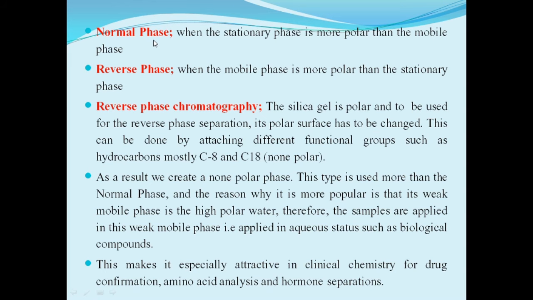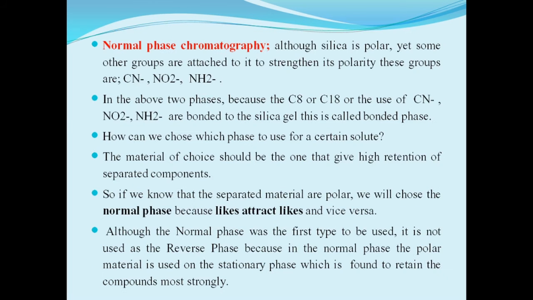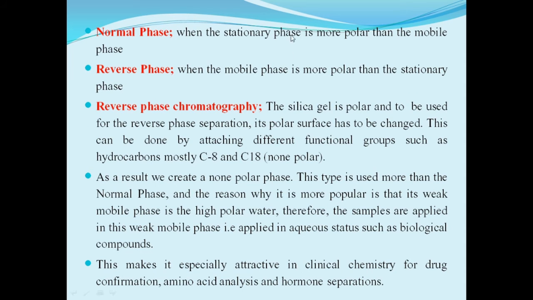Now, normal phase chromatography: when the stationary phase is more polar than the mobile phase, this type of chromatography is normal phase chromatography. Reverse phase chromatography: when the mobile phase is more polar than the stationary phase, this type of chromatography is known as reverse phase chromatography. First, we will see reverse phase chromatography.